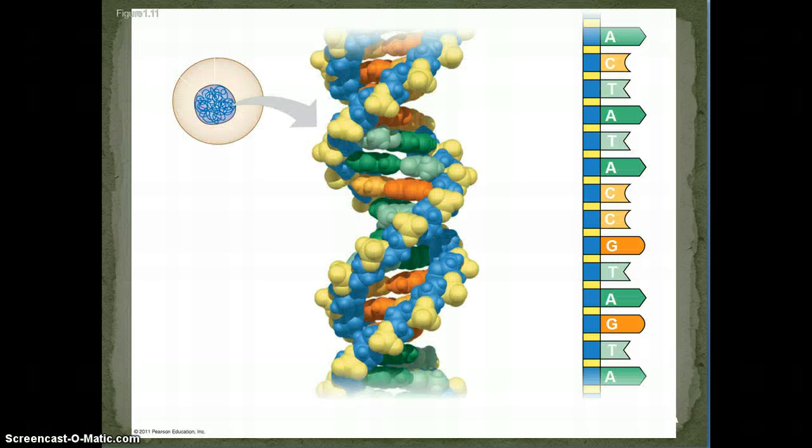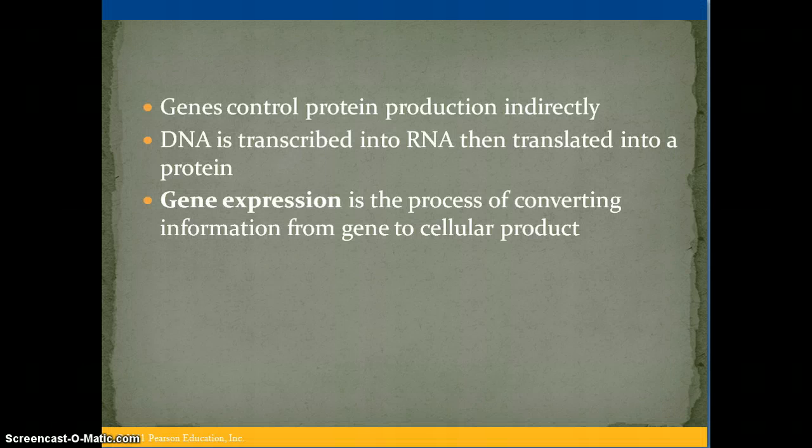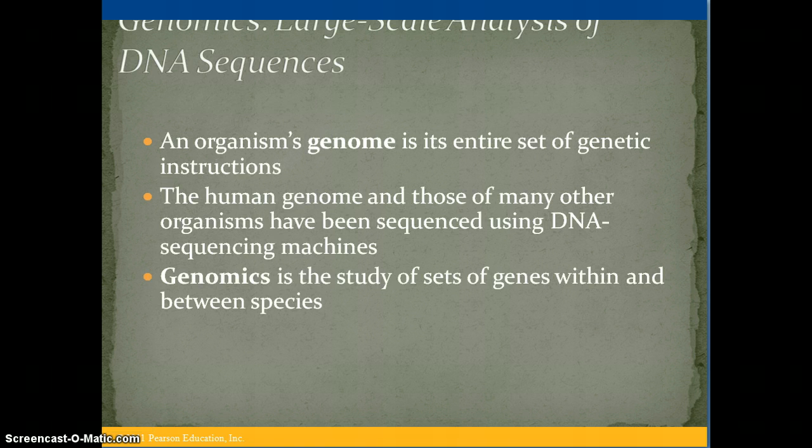And here is an example of what the DNA strand looks like, and the different markings and colors and genes that you see listed. Genes control protein production indirectly, and DNA is transcribed into RNA, then translated into our protein, which makes us, where gene expression is the process of converting information from a gene into a cellular product. Now the genome is the entire set of genetic instructions, and the human genome is one of the largest. Genomics is the study of the set of genes within these species.